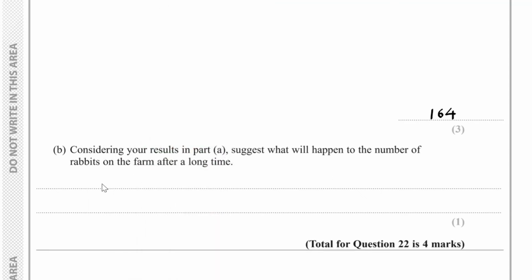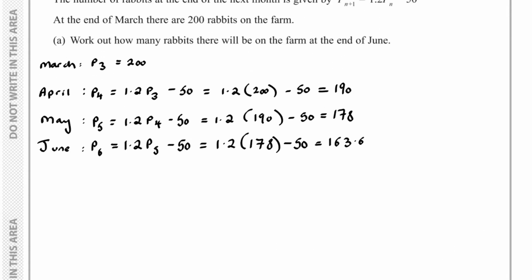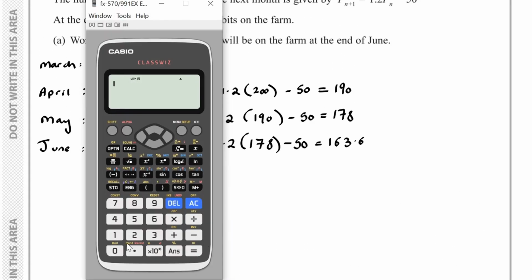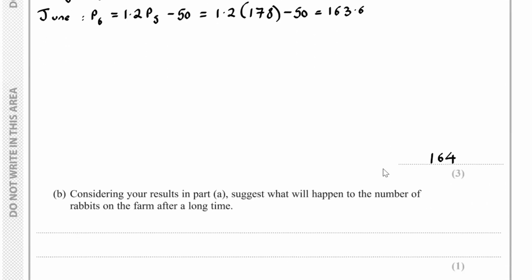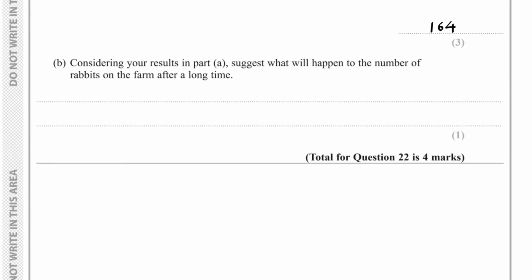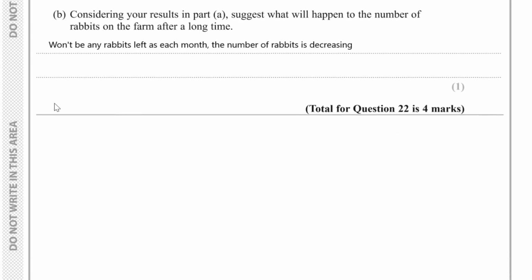Okay, and then considering the result in part A, we have to suggest what will happen to the number of rabbits on the farm after a long time. So if we continue that sequence, so we've got 1.2 times this minus 50. You can see over here eventually the number of rabbits will die down. Okay, so there won't be any rabbits left as each month the number of rabbits is decreasing.